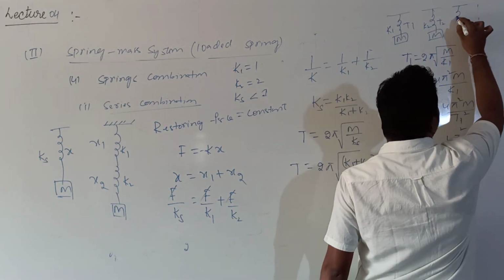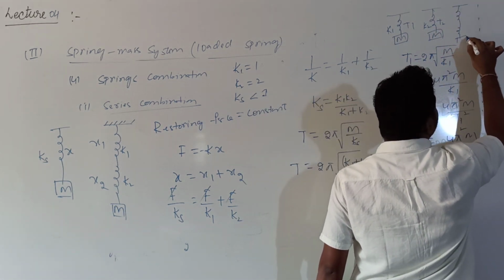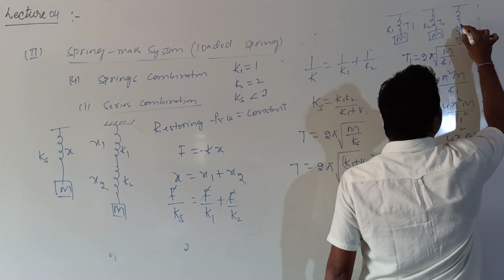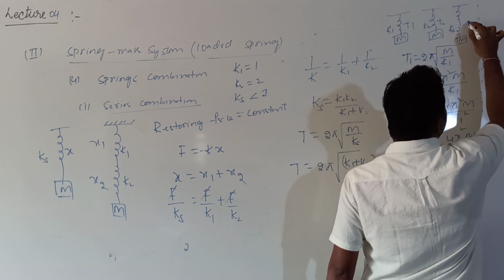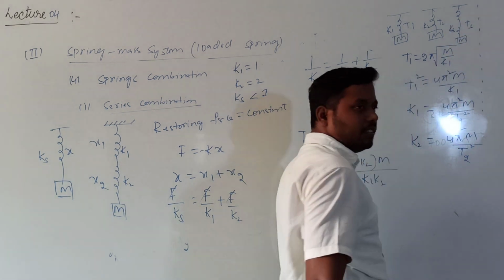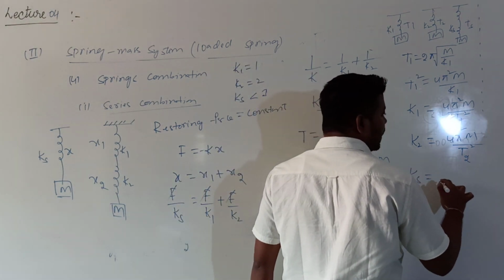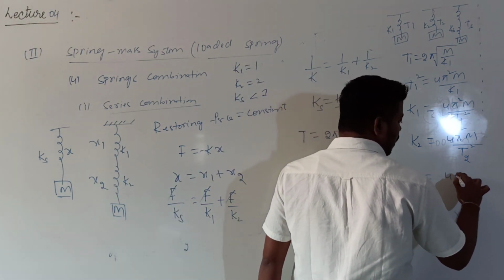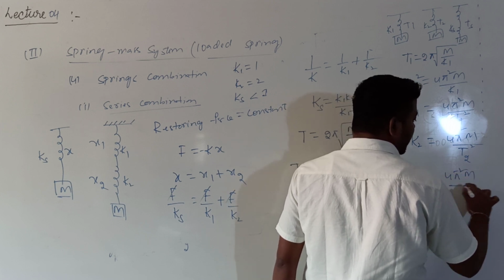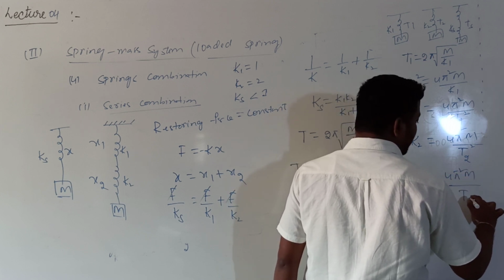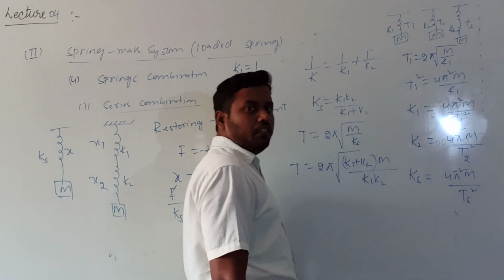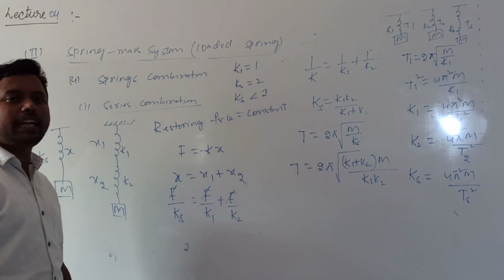Two springs are now connected in series to the same block. This time the spring constant value is Ks, and the time period value is given by Ts. So the value of Ks is equal to 4 pi square into M divided by Ts square. Okay? 4 pi square into M divided by Ts square.